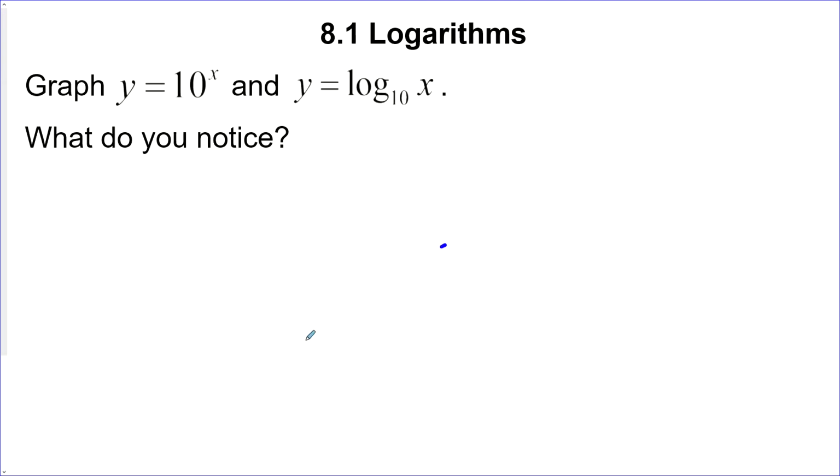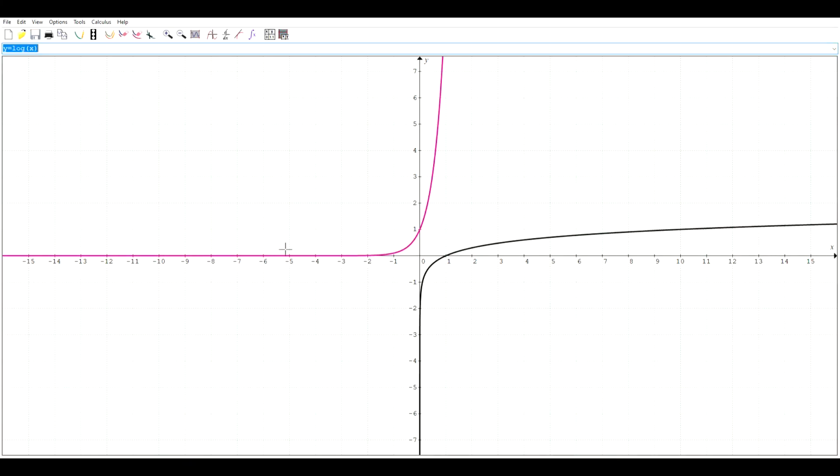8.1 Logarithms. Let's start off by graphing y equals 10 to the power of x, and let's graph y equals log x. Now in your calculator, this is the default log, so if you just press log x, that will give you a base of 10. What do you notice? This is y equals 10 to the power of x, so it looks like an exponential and it has a horizontal asymptote here. This is y equals log of x. And what do you notice?